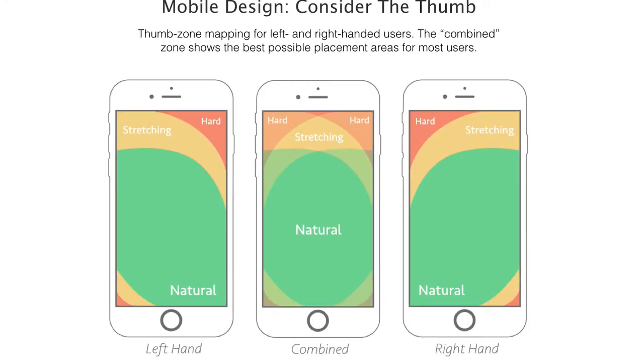The thumb zone mapping for left and right users. The combined zone shows the best possible placement areas for most users. So as you're designing, you want to make things accessible to them in the bottom three-quarters of the design. The top quarter of the design, they are stretching and making it harder for them to click on those areas.